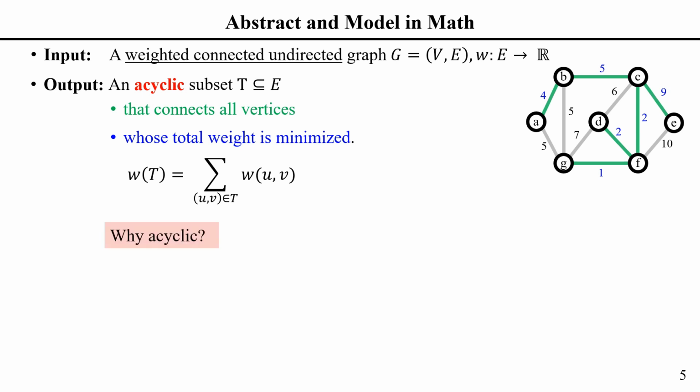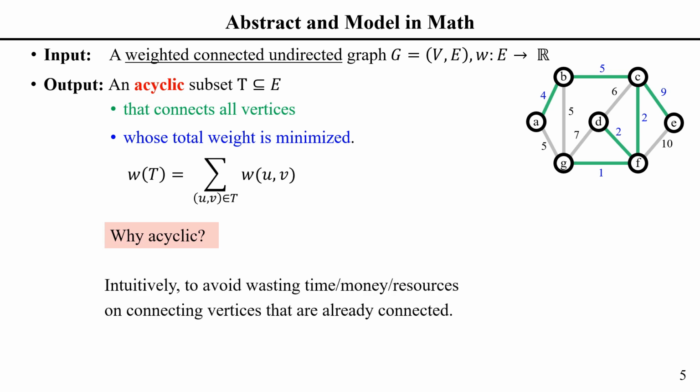You may wonder why we want the subset of edges to be acyclic. Intuitively speaking, we don't want to waste time or money or resources on connecting vertices that are already connected. In this flood example, the priority is to connect all the cities as soon as possible. Creating cycles takes extra time that doesn't broaden the connections.